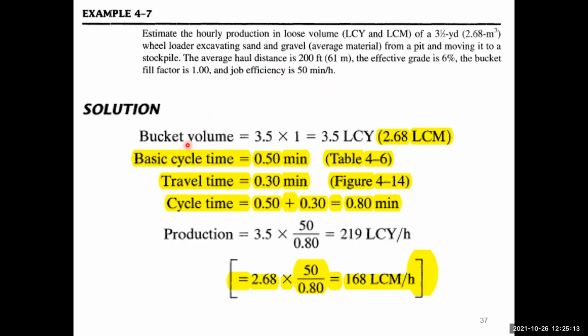So here you can see that the bucket volume is 2.68 loose cubic meter. So the basic cycle time is 0.5 minute. Why? This is from table 4-6.